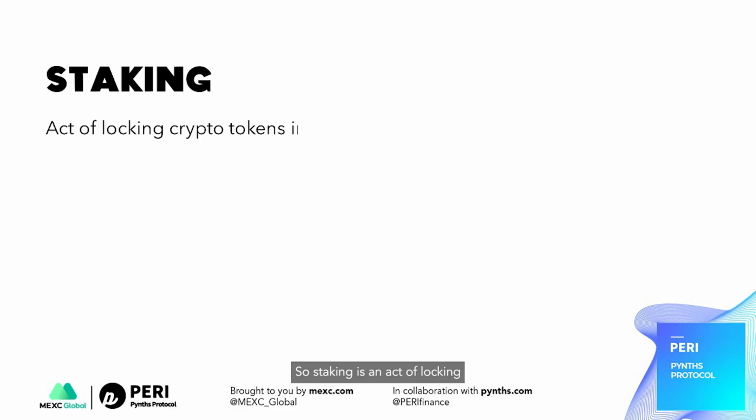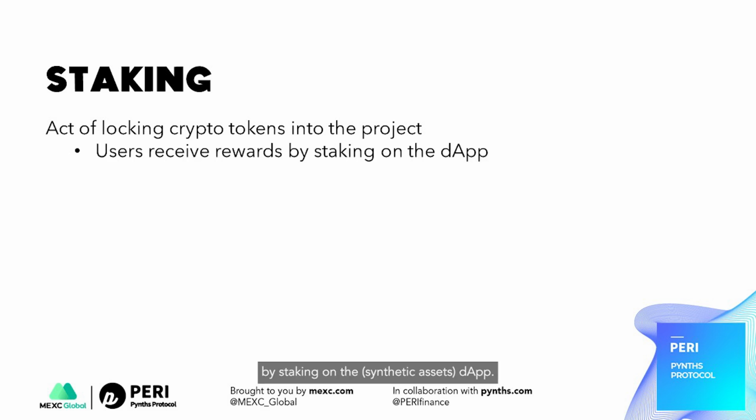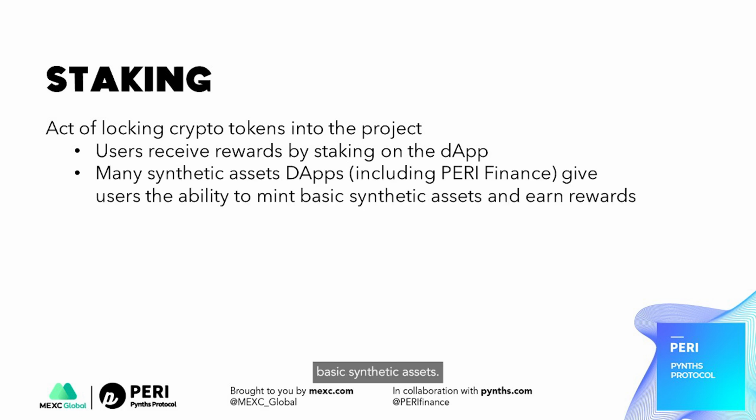Okay. It seems that there are many kinds of assets that can be made in a DApp. Then what is the meaning of staking that you just mentioned earlier on? Oh, right. Staking is the act of locking cryptocurrency tokens into the project. Users can get rewards by staking on the app, and with many kinds of synthetic assets the app provides, users can mint basic synthetic assets, which means making tokens through the staking process.